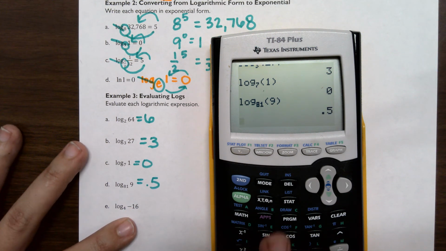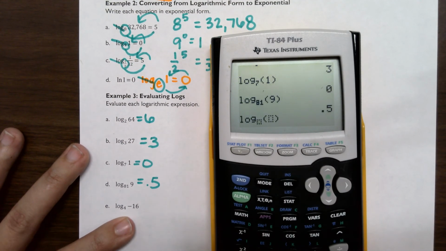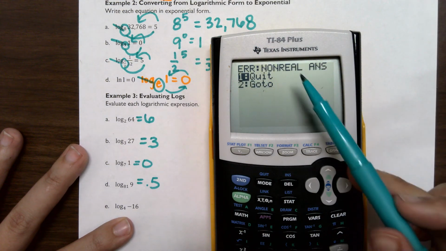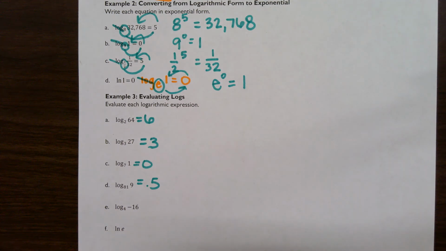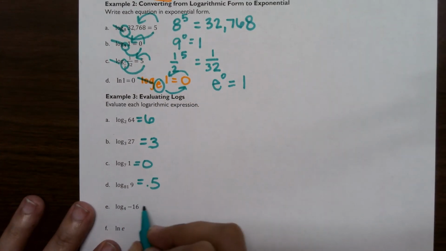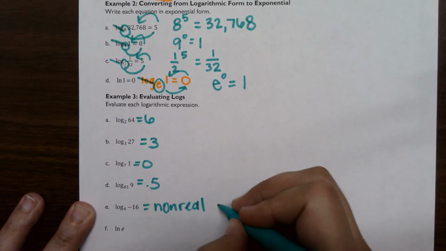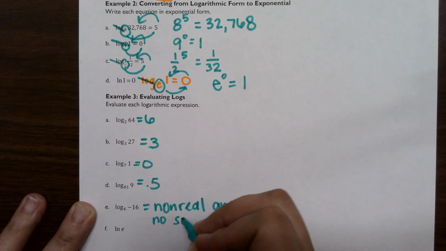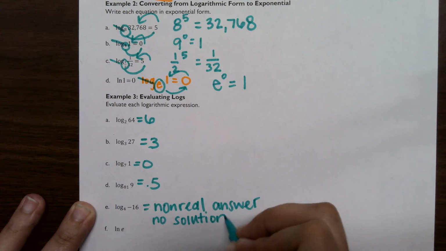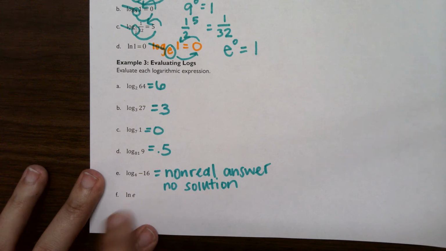The next one, math, log base 4 of negative 16. And we get an error back. It says non-real answer. So when we're looking at the log graphs tomorrow, we'll talk about why this is. But this one has a non-real answer, or you can put no answer, no solution. It's not possible.